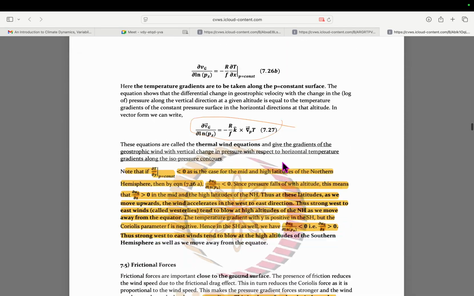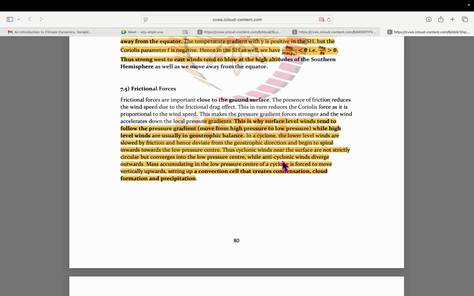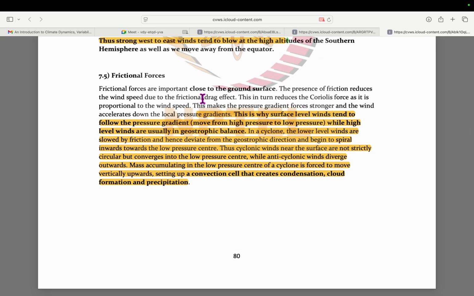Did they mention it? I have not seen. Yes, they have mentioned that the frictional force is the force due to the ground surface.